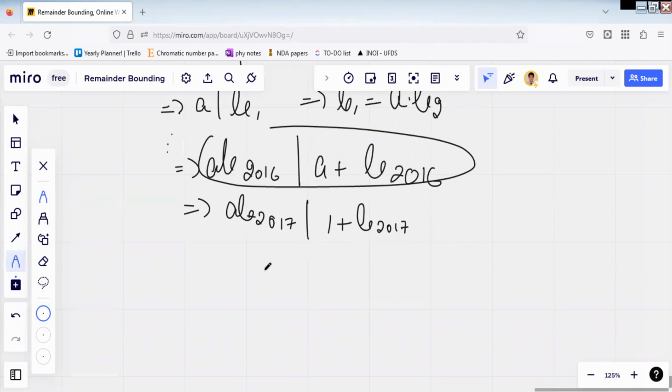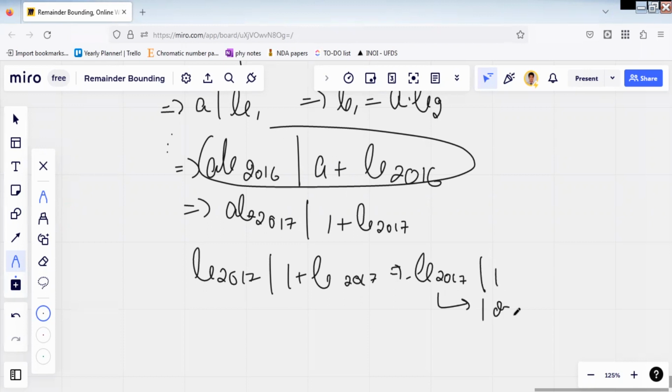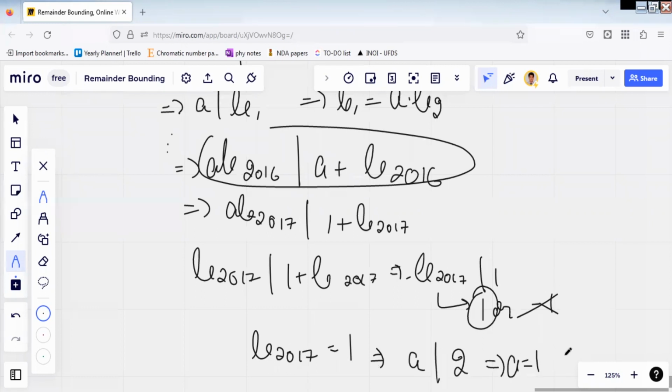Now B2017 must be 1. Why? Since B2017 divides 1 plus B2017. This means that B2017 must divide 1, which means it can be either 1 or minus 1. But since we're dealing with positive integers, we only have 1. So B2017 must be 1, which implies A must divide 2. So A can be 1 or 2, right?